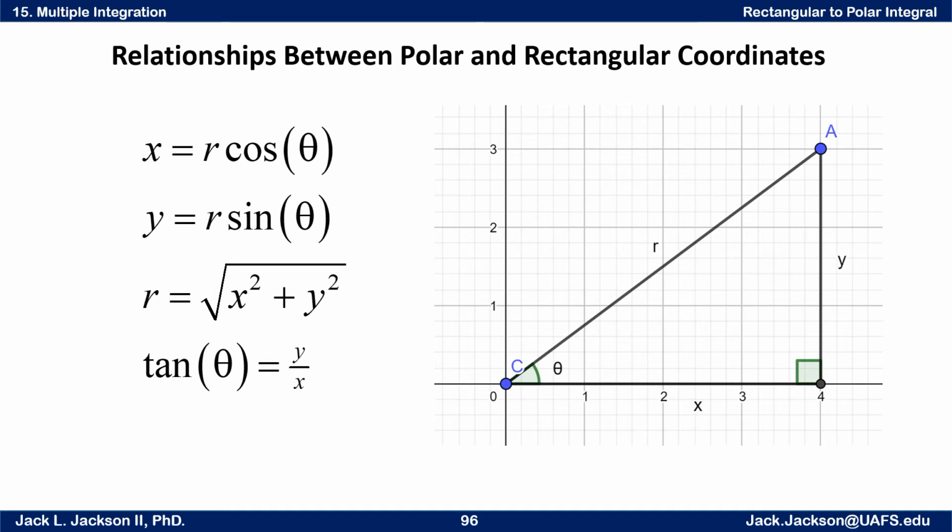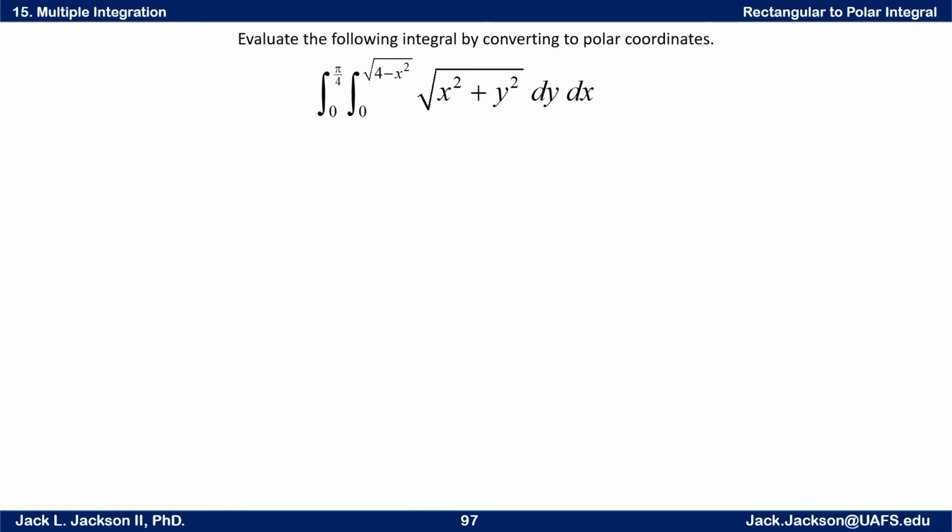So for example, let's look at the following integral. Let's evaluate this integral. The double integral, the x's go from 0 to 2. The y's on the inner integral go from 0 to the square root of 4 minus x squared, and the integrand is the square root of x squared plus y squared.